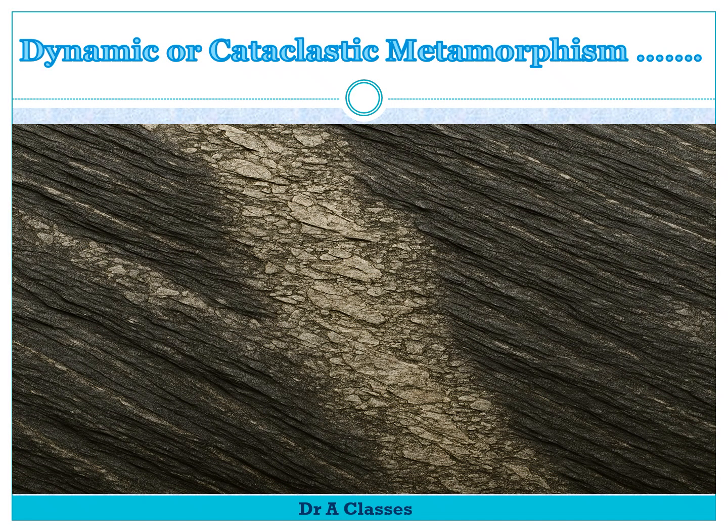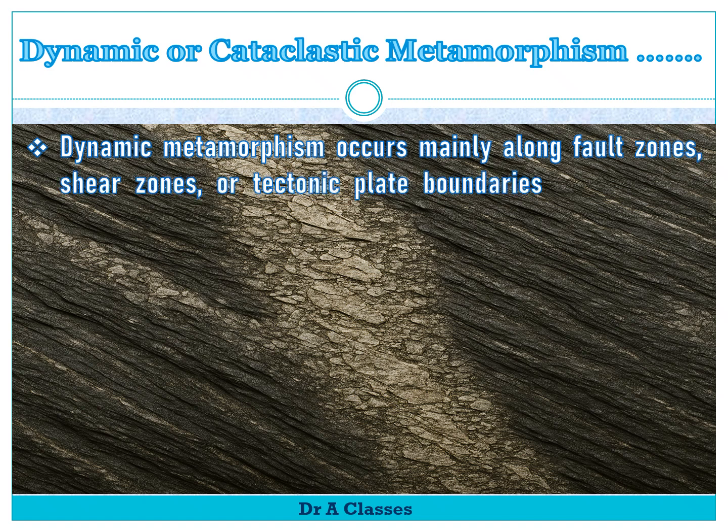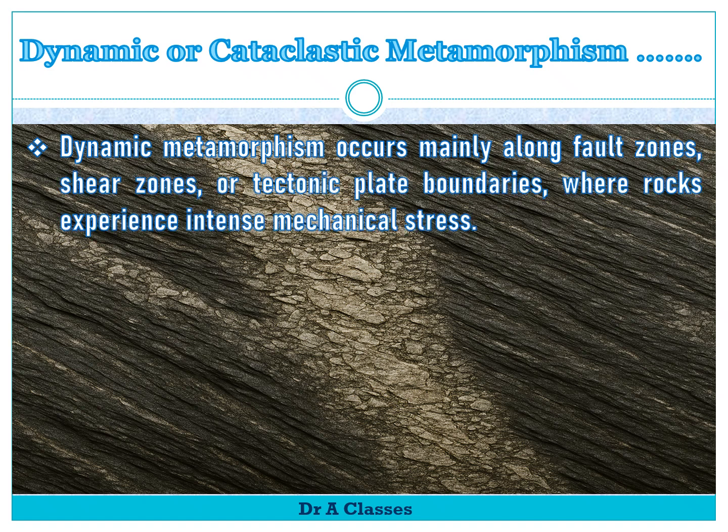Dynamic or cataclastic metamorphism. The rock shown is produced by dynamic or cataclastic metamorphism, characterized by crushed and elongated mineral grains along a fault zone, formed under intense directed pressure and shearing stress. Dynamic metamorphism occurs mainly along fault zones, shear zones, or tectonic plate boundaries where rocks experience intense mechanical stress.